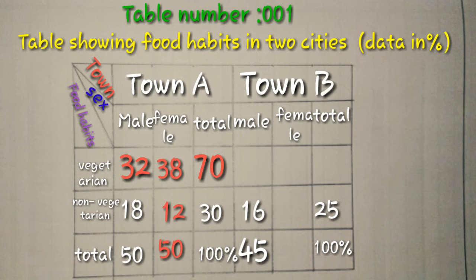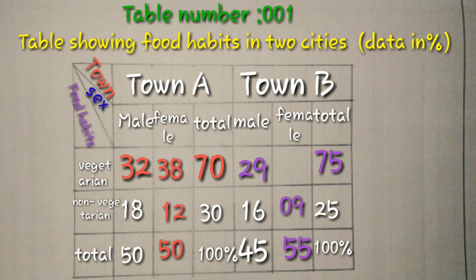Here in town B, the total is 100% and males are 45, and 16 are non-vegetarian males. Out of 45, 16 were non-vegetarians and then 29 were vegetarians. As per the given information, the total town B non-vegetarians were 25% and male non-vegetarians are 16. So out of 25, if 16 goes, 9 will be non-vegetarian females. After concluding this, out of 100, 25 will be non-vegetarians, then 75% will be the vegetarians.